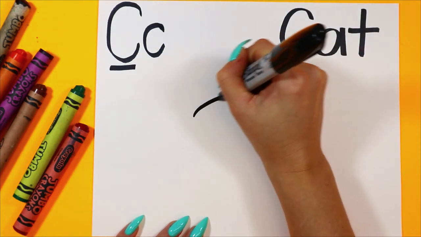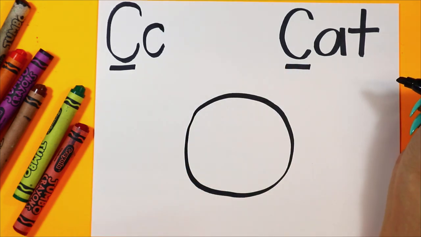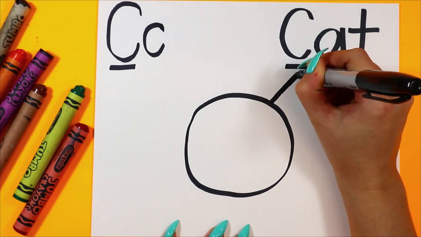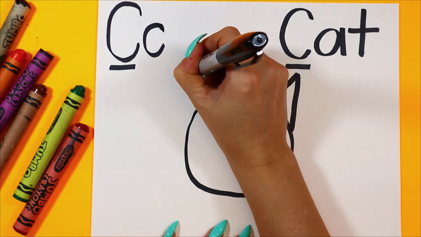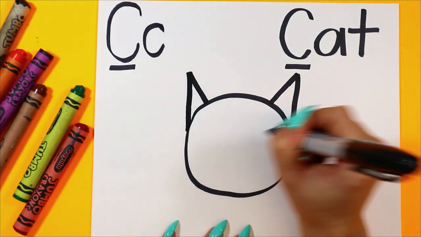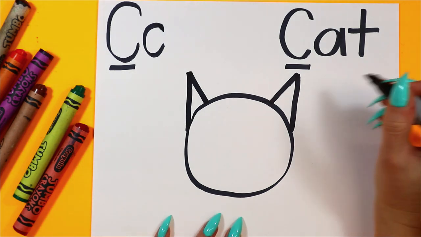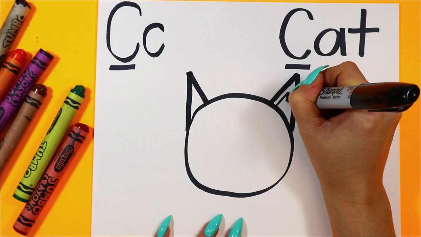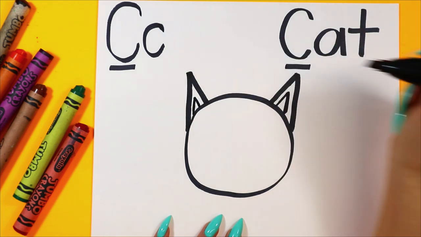Let's begin with drawing a big circle for cat's face. Let's draw an ear on each side with a line up and back down. A line up and back down. Let's draw two more of those shapes for the inside of the ear. Up and back down, up and back down.